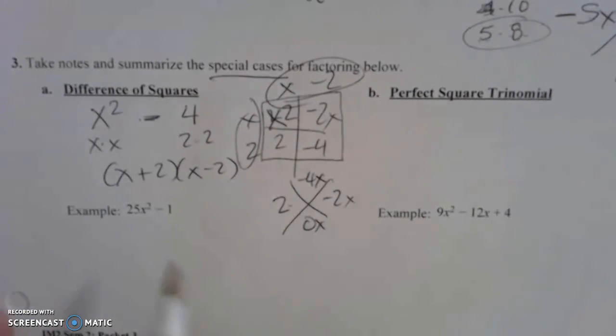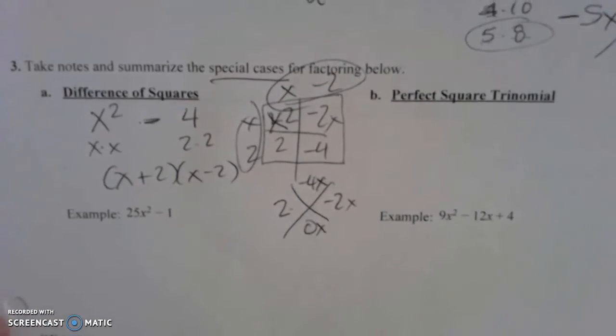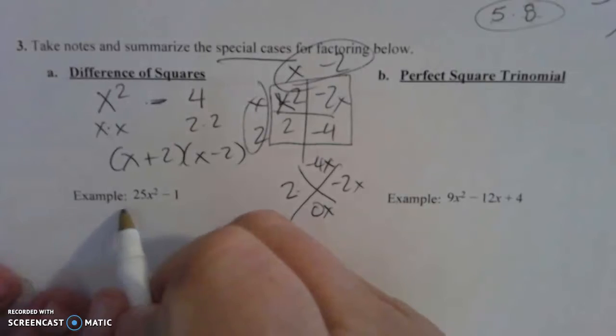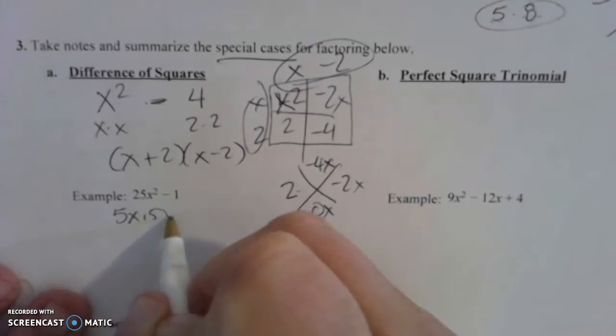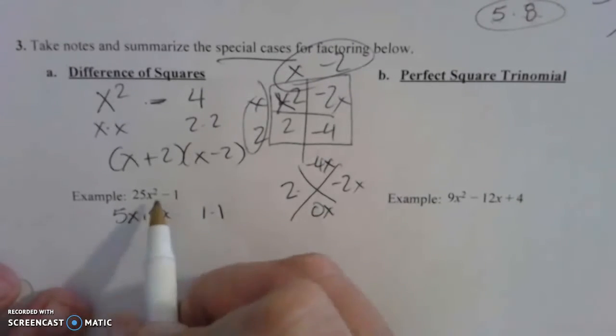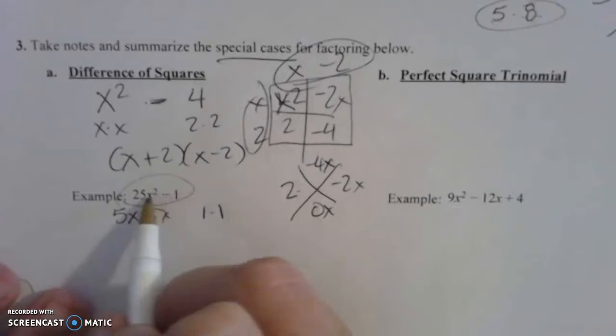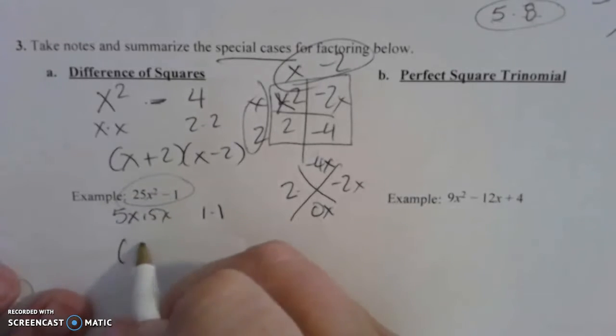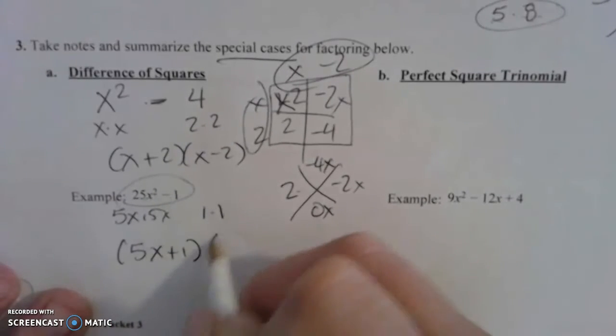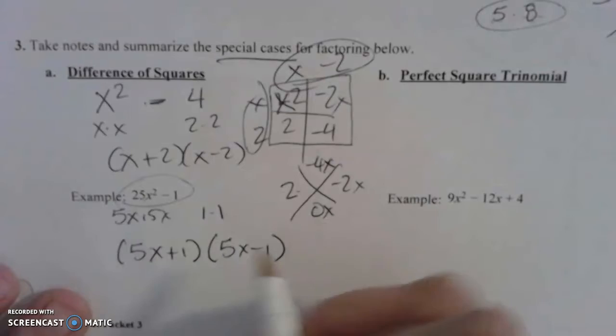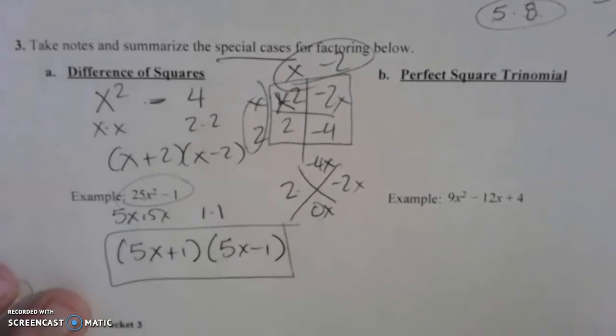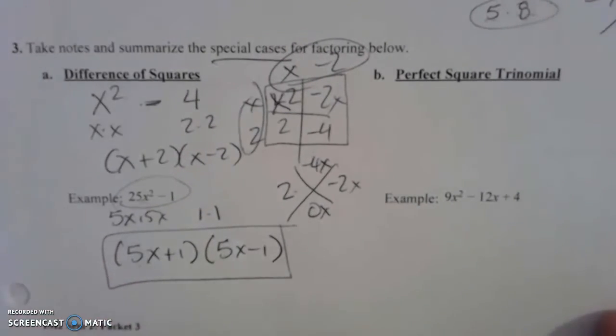So I did all this work, but if I can notice right away that there are perfect squares, like this is 5x times 5x, and this is 1 times 1, if you can recognize that two things are perfect squares, you can just write it as the sum and difference of those two squares, and that's all you have to do. 5 times 5 makes 25, 1 times 1 makes 1.